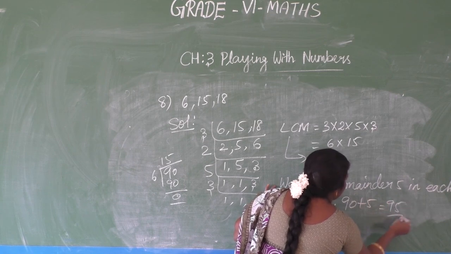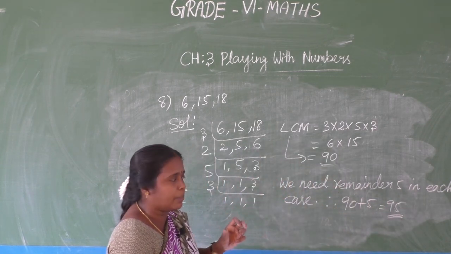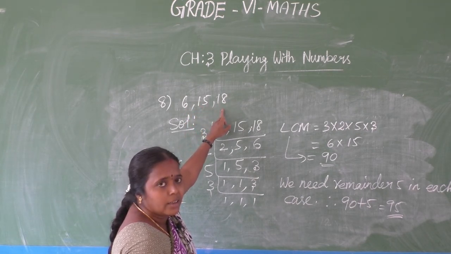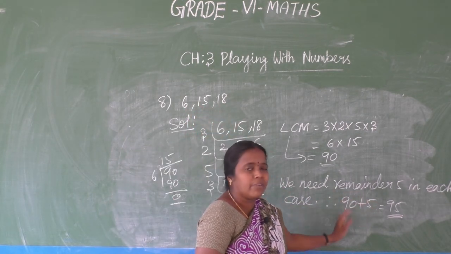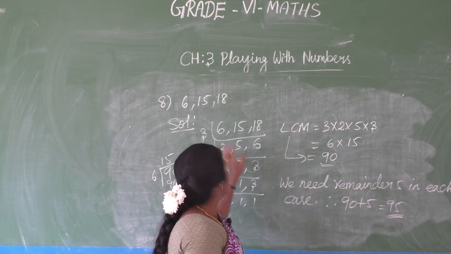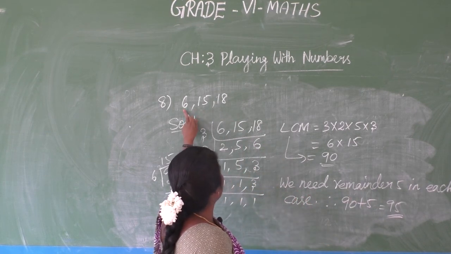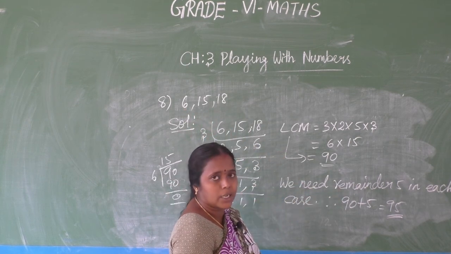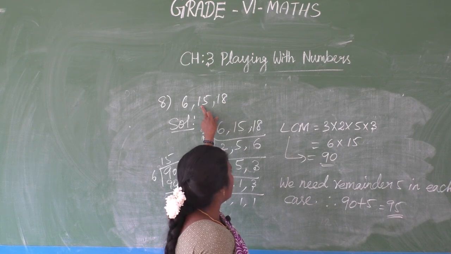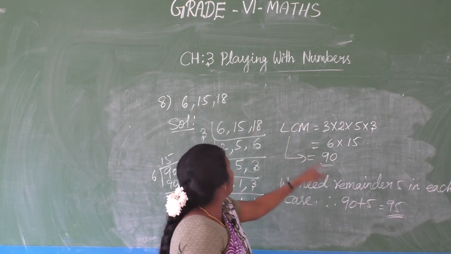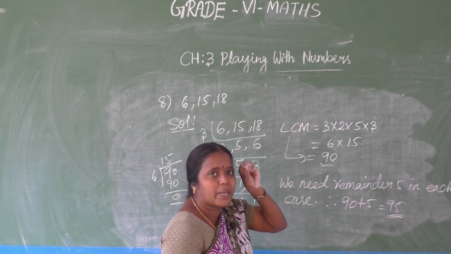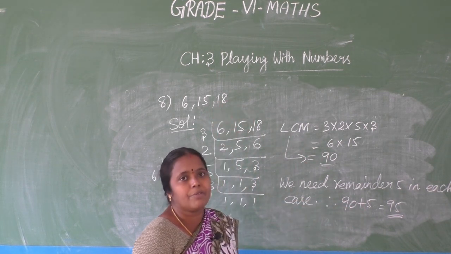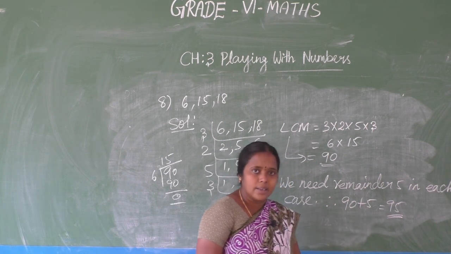That means 95 is the required number, which when divided by 6, 15 and 18 leaves the remainder 5 in each case. Sorry, 95 divided by 6 means remainder 5 will come. Likewise, if you divide 95 by 15, definitely you will get the remainder 5. If you divide 95 by 18, you will get the remainder 5. So this is the required answer for this question.